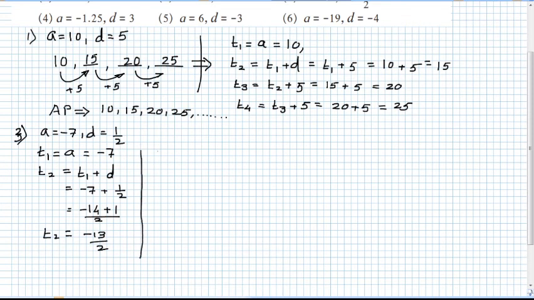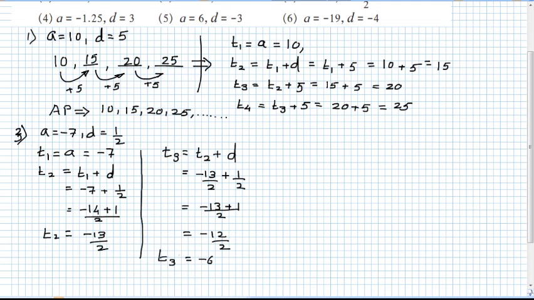So now let us try for T3. Let us try to get T3. What is T3 now? Again just add D. T2 plus D. So how much is T2 now? We just got minus 13 upon 2 plus D. D is half. So that is how much now? Minus 13 plus 1 upon 2. That is minus 12 upon 2. That is minus 6. So T3 is minus 6.